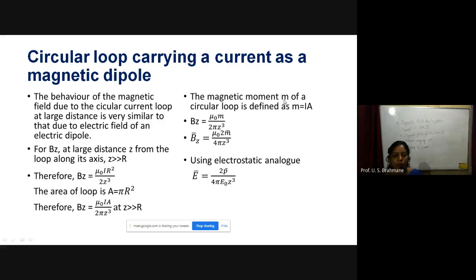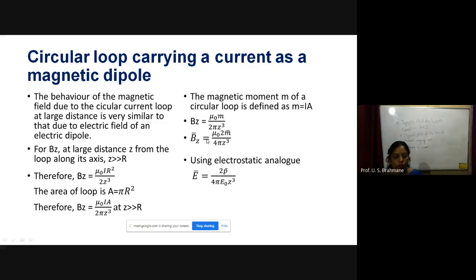The magnetic moment M of a circular loop is defined as M is equal to IA. Last time we took this as M, that is the magnetic moment, M is equal to IA. Then when we write IA as m, this equation becomes mu 0 upon 2 pi, m upon Z cube.